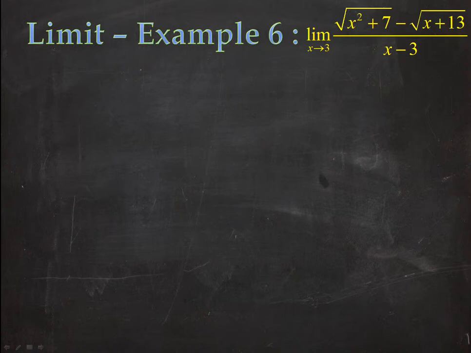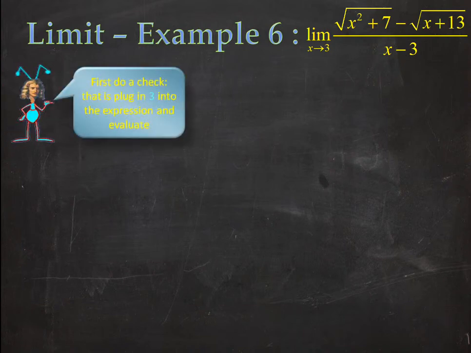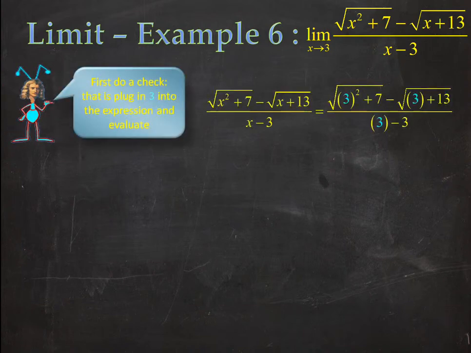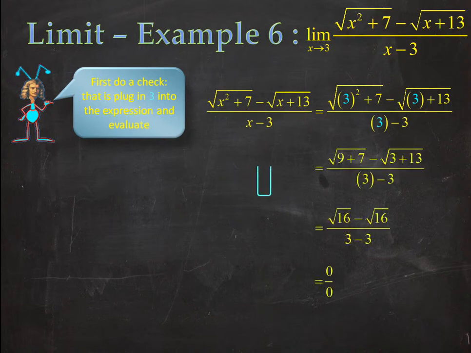But before you get busy with any limit, the first thing you should do is always look at the value that x goes to and substitute that into the expression to see what type of number you obtain. So we will substitute 3 in for x. We will do some house cleaning and some simplification, and we obtain 0 over 0.